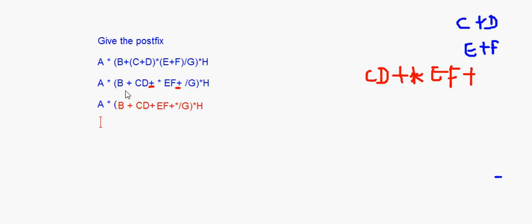Now this is also evaluated, right? CD plus into EF plus is also done, right? So now what are the other things that is left? That is this plus sign here and this division sign here. So division has got a higher priority, so I'm going to do this first. So A into B plus CD plus EF plus into, now what will you have, G and then the division sign, okay, and then into H.